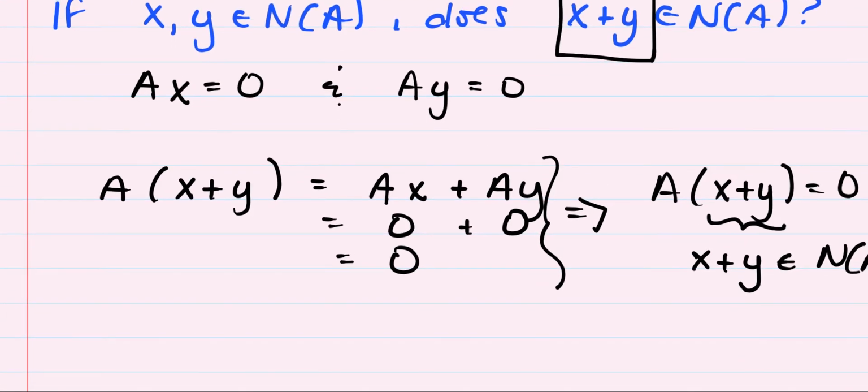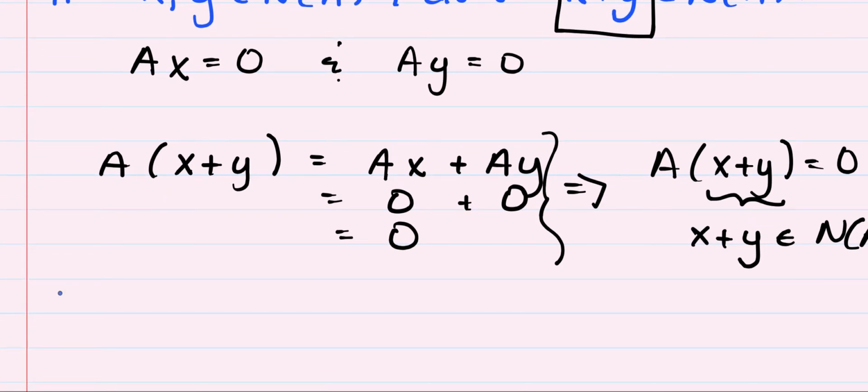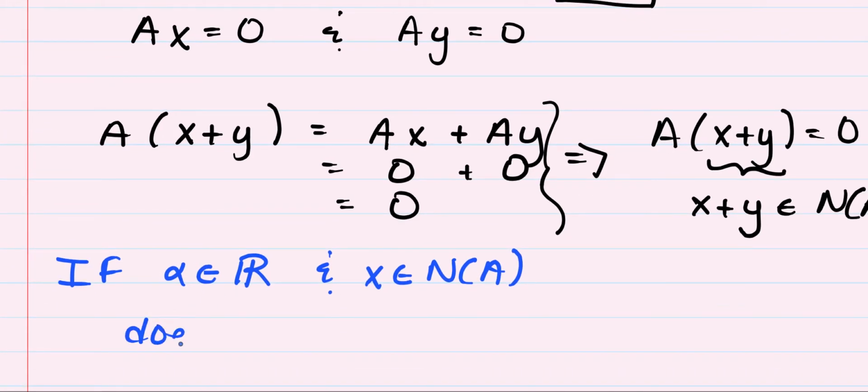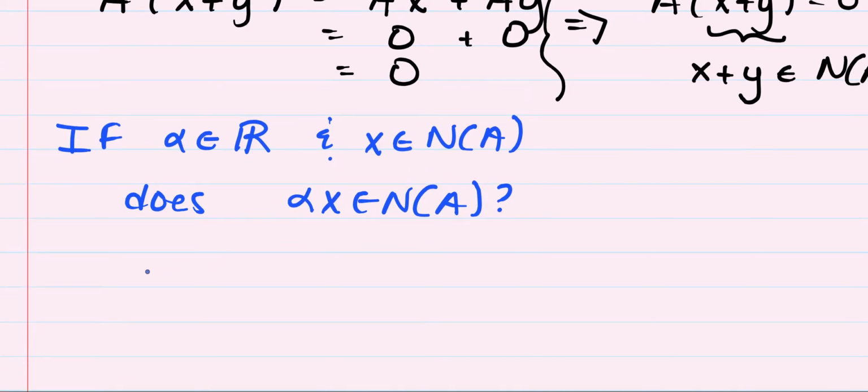Now let's check and see if the null space is closed under scalar multiplication. If alpha is a scalar and x belongs to the null space, does alpha times x belong to the null space? Well, we're going to apply A to alpha times x.